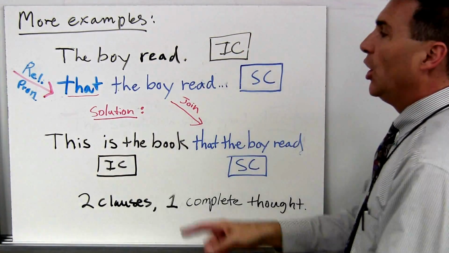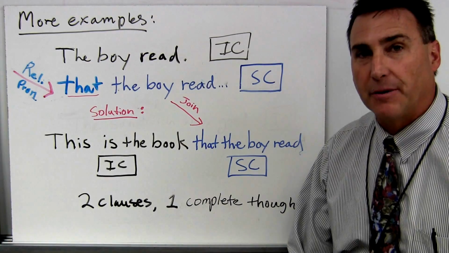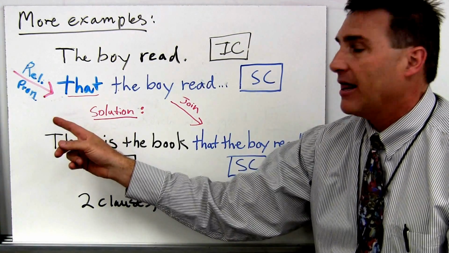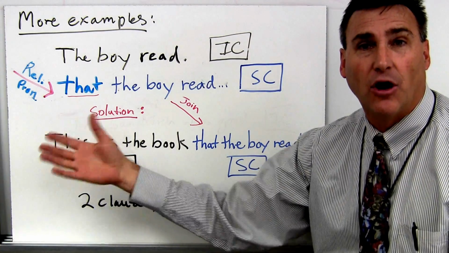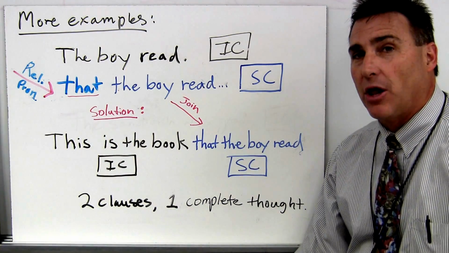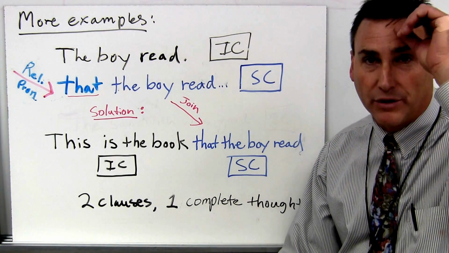More examples. The boy read, another independent clause. It's a sentence. But if we add a relative pronoun, in this case, that, on the front end of it, that the boy read, it's now a subordinate clause. It's not a sentence anymore. It's waiting for more information.